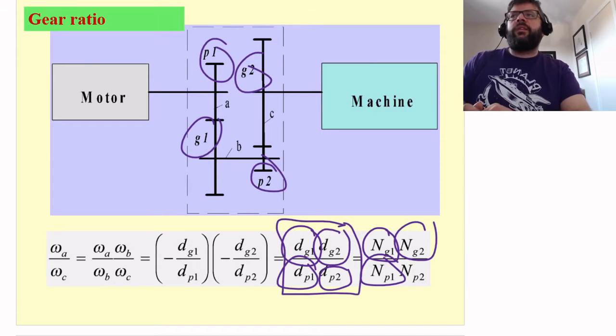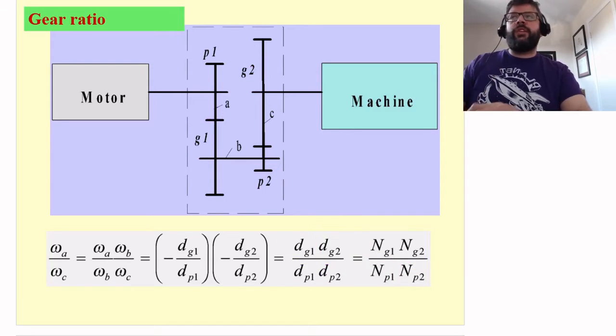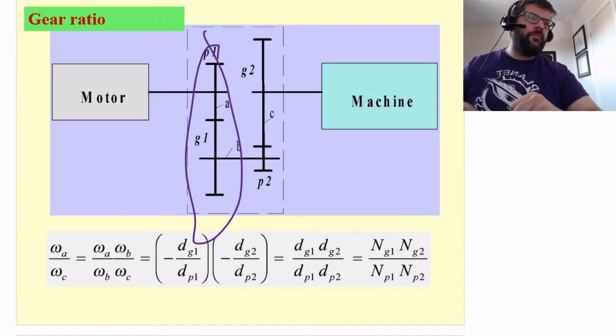Again, keeping in mind that the pitch at each of these meshes needs to be constant, so those two ratios are going to end up being the same. Now when I say the pitch needs to be constant, that's for each pair of gears. We do not have to have the same pitch between pinion 1 and gear 1 as we have for pinion 2 and gear 2. Those can be different.